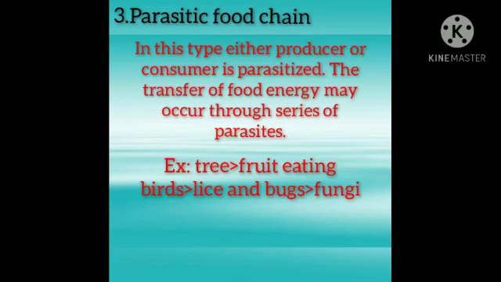Third one, parasitic food chains. In this type, either the producer or consumer is parasitized. The transfer of food energy may occur through a series of parasites. Example, tree. Tree is eaten by fruit eating birds. Fruit eating birds are eaten by the lice and bugs. Lice and bugs are eaten by the fungi.